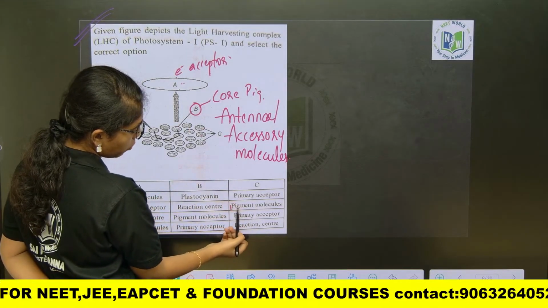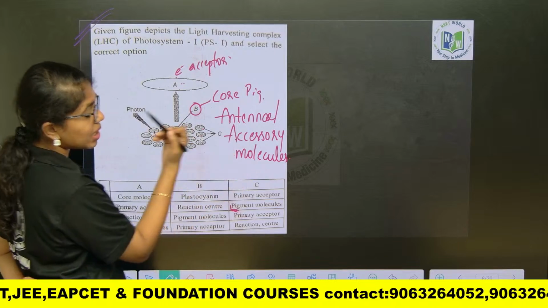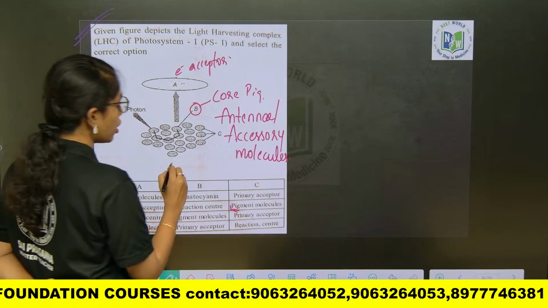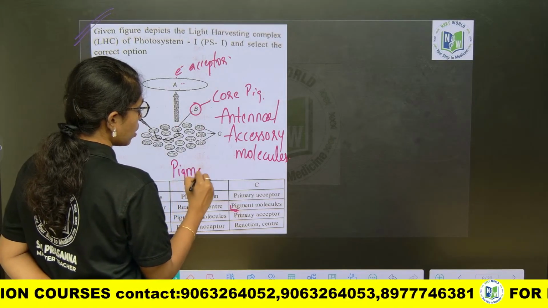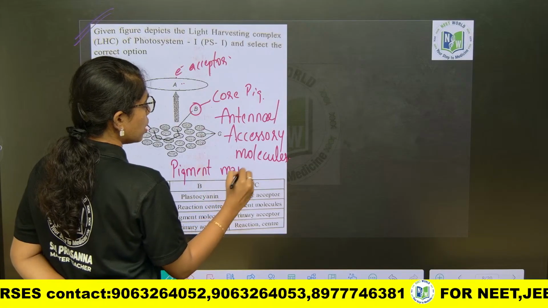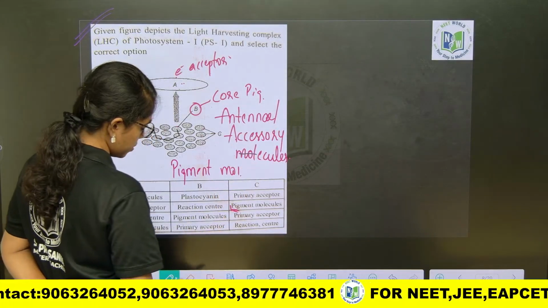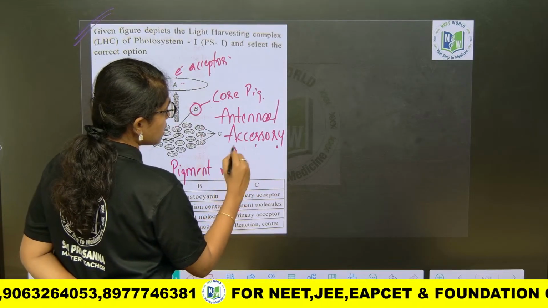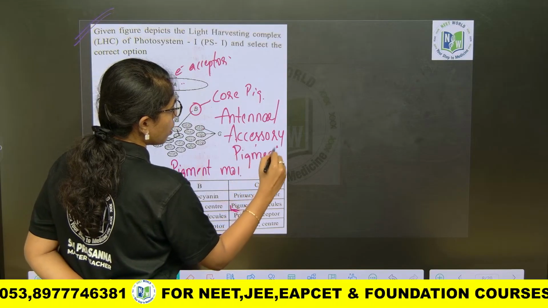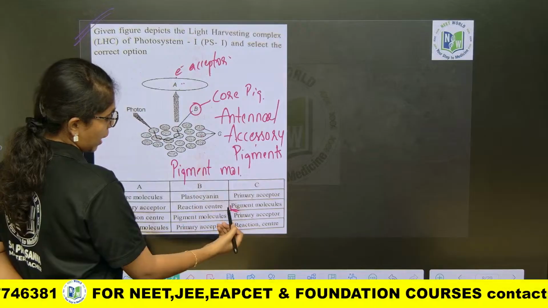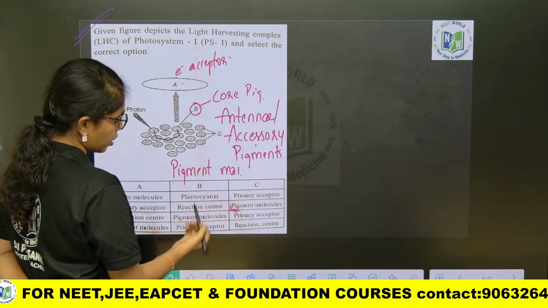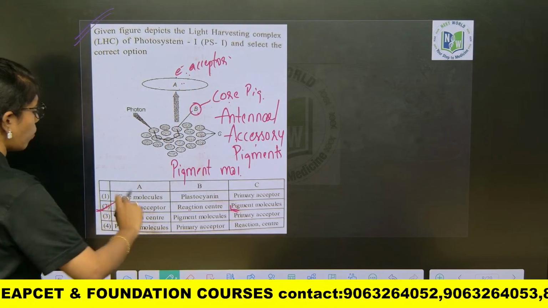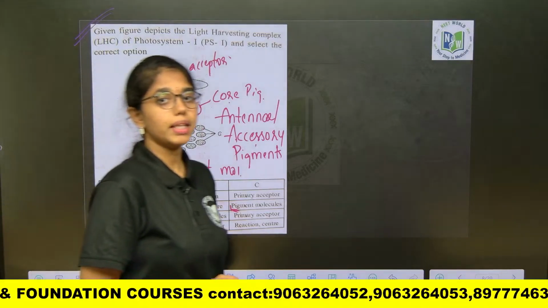C is pigment molecules or antenna pigments, antenna accessory molecules or pigments, or pigment molecules is also one and the same. So, these are called antenna pigments, accessory pigments or pigment molecules, and B is what? Reaction center or core pigment, and A is the electron acceptor. So, here what is the right option? Option 2 will be the right answer.